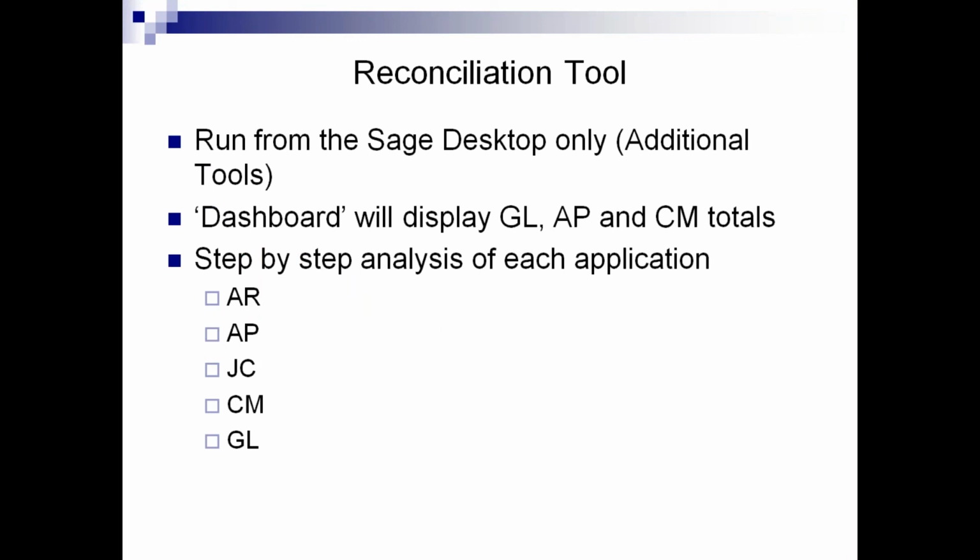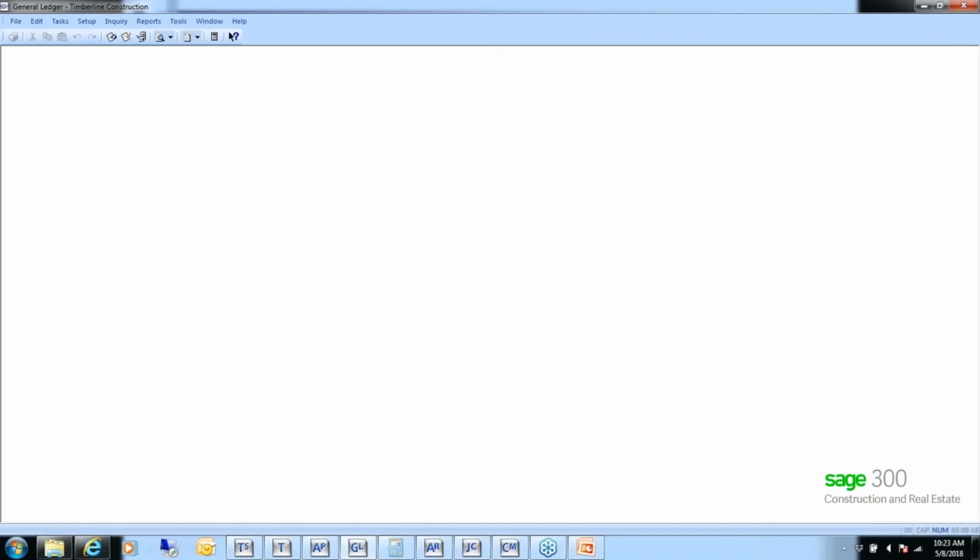Okay, the reconciliation tool. This is from the Sage Desktop. Not all the applications are listed here. There's a dashboard that will actually show you GL, AP, and cash management totals, and you can see where you're out of balance if you are. And then there are individual reconciliation steps for each of the applications listed here. So let's actually go in there.